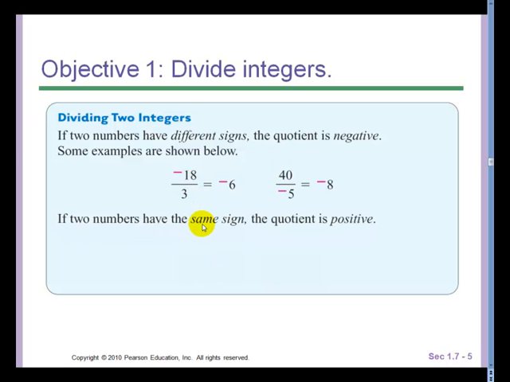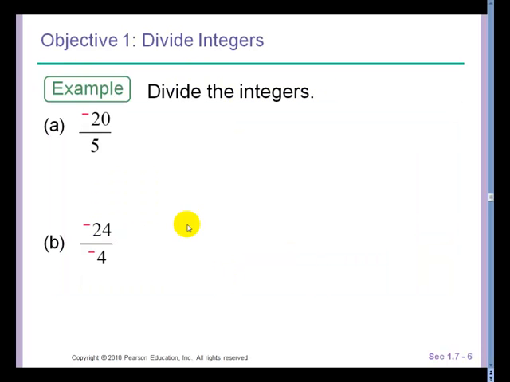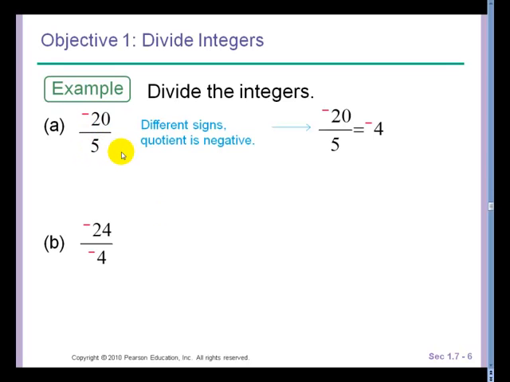If two numbers have the same sign, the quotient is positive. Negative 30 divided by negative 6 equals 5. 48 divided by 8 equals 6. If they have the same sign, the answer is positive. Now let's look at some more examples. So we will start with negative 20 divided by 5. They have different signs, so the result is a negative.